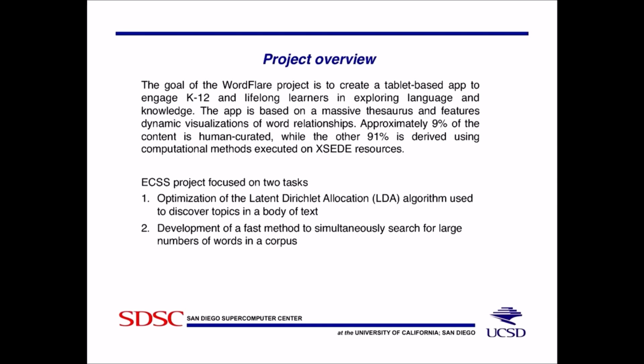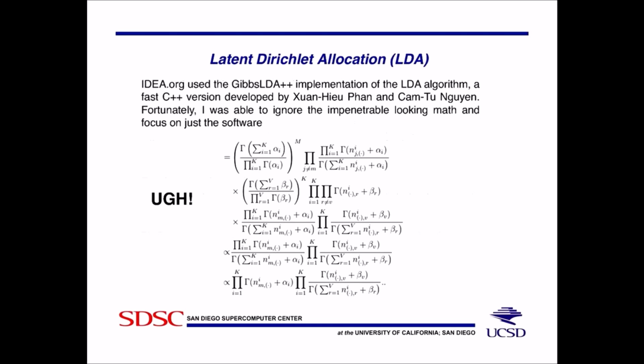So my part of the project focused on two very specific tasks. The first was to optimize the performance of the latent Dirichlet allocation algorithm. And I'm not going to go into the details of the LDA, but essentially it's one of the workhorses of computational linguistics. It's used for discovering topics or themes in a body of text. And then I also developed, well, it started off with optimizing the existing software, but then I kind of started from scratch and took a new approach to develop a fast method to do a simultaneous search for a large number of words in a body of text. And I'll go into that in detail in the second part of the talk.